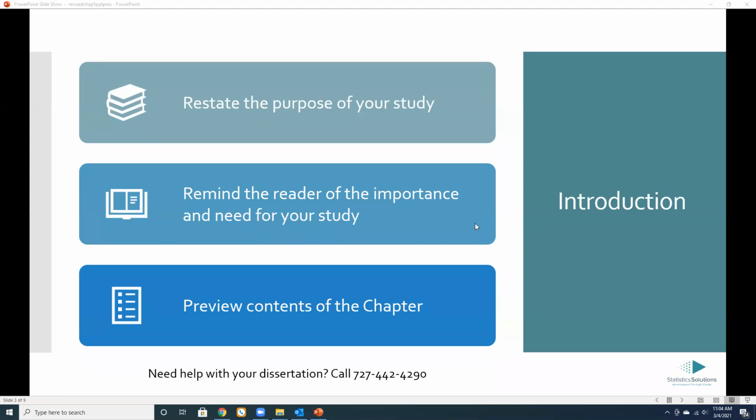So again, just reorienting the reader about the purpose and the necessity of your study, why you conducted it, in a solid paragraph, maybe two at the most, and preview the sections that are going to come up in the chapter.